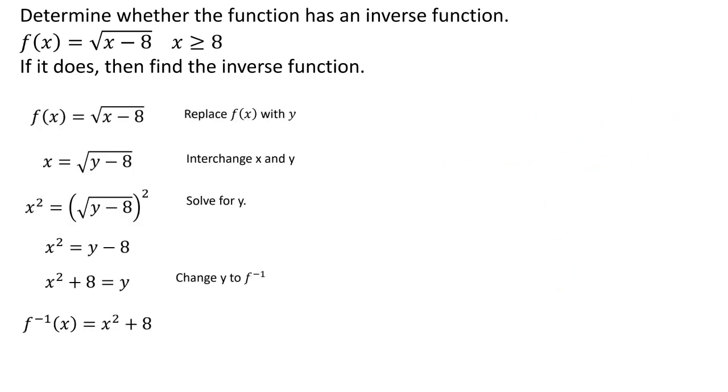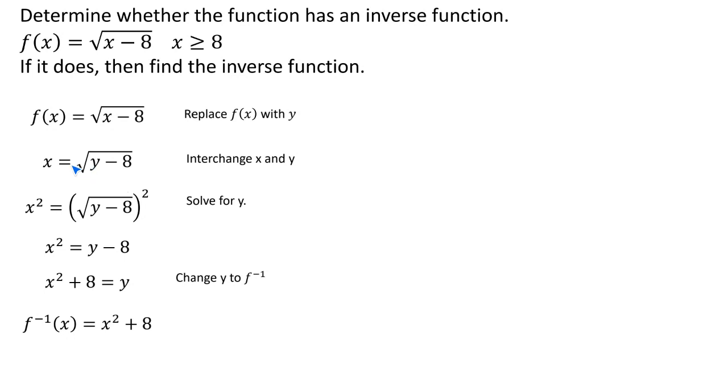So first we're going to replace f of x with y. So this f of x is going to be a y, y is equal to the square root of x minus 8. Then we're going to switch the x's with the y's. So remember, f of x was a y, so if I switch it to an x, now I get x. And then wherever I have my x, I'm going to have a y. And then you want to solve for y.